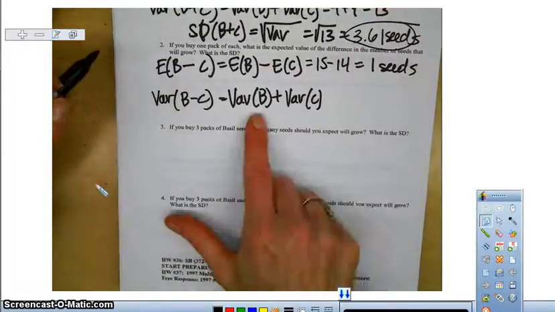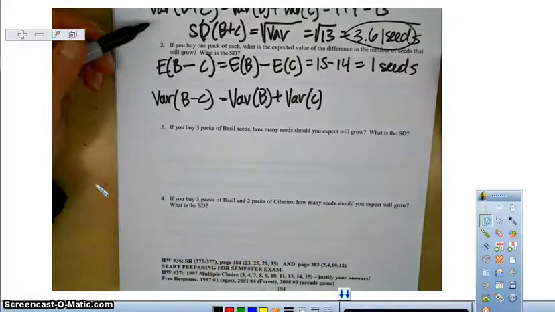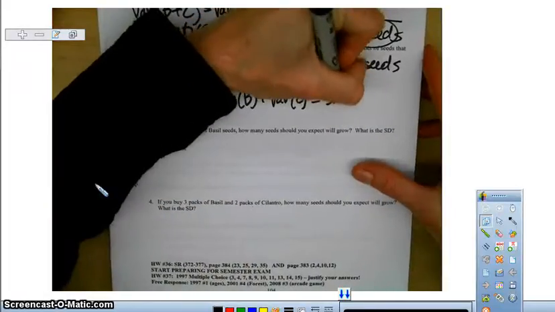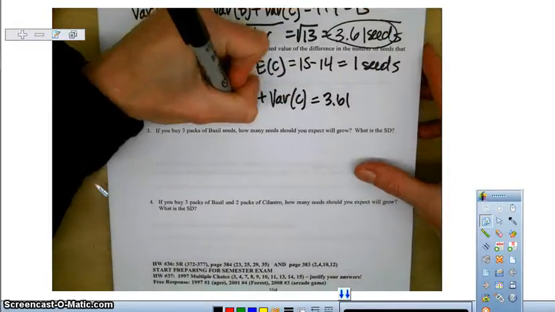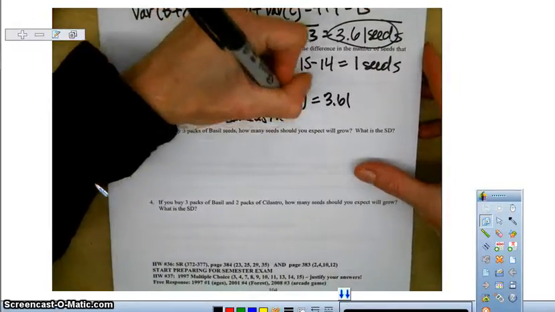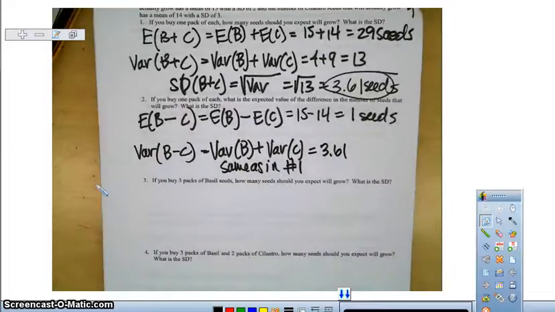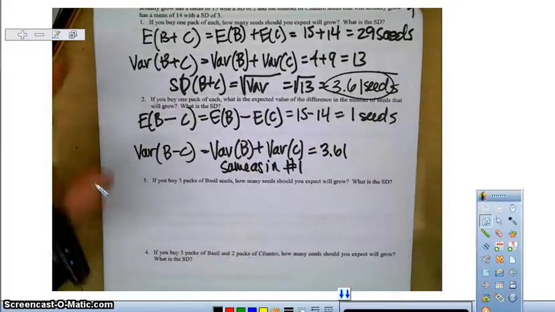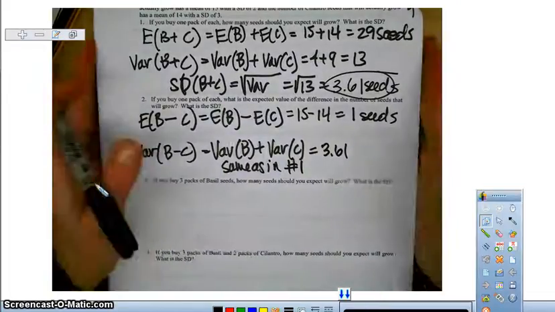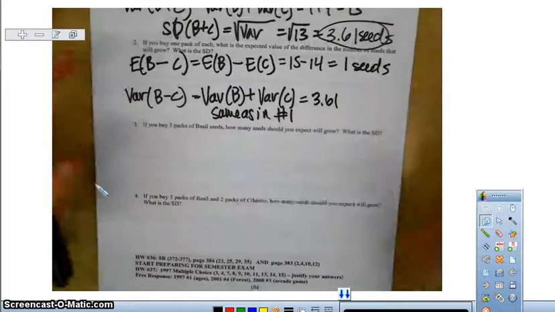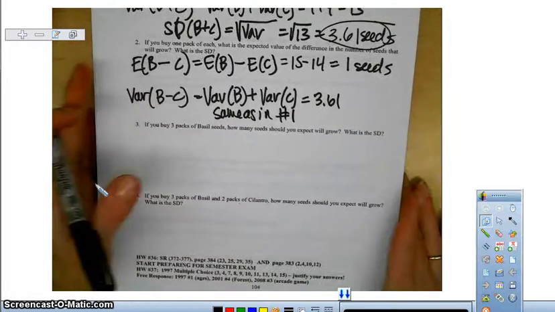So isn't the variance the same as it was in the last problem? It's still 3.61, same as in number 1. When you combine random variables, adding or subtracting, the variances always add. Okay, so if you buy 3 packs of basil seeds, how many seeds will you expect to grow?